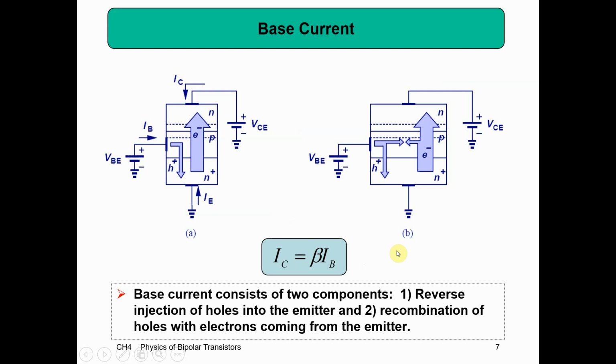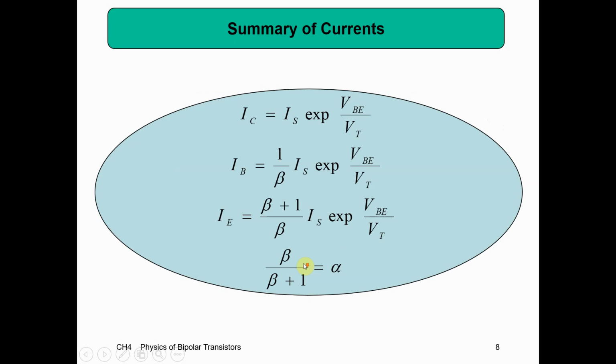And then if we want to relate this to the base current, we can see that the collector current basically has some ratio, which is called my current gain, or my beta, times my base current. So if I can control my base current, I get an amplification of that by the beta up to the collector current.